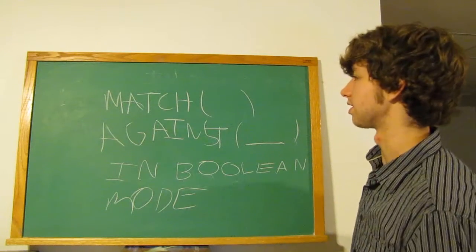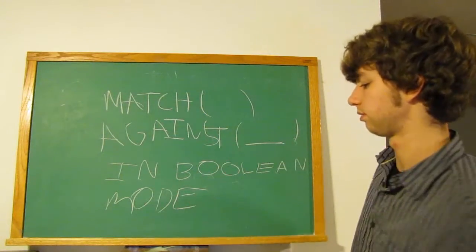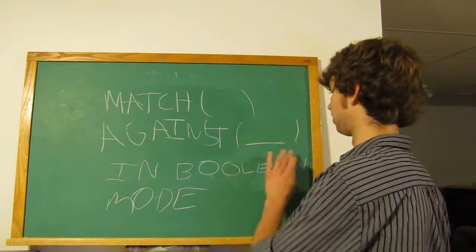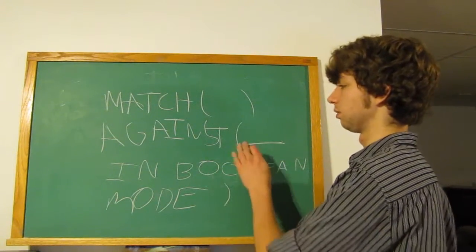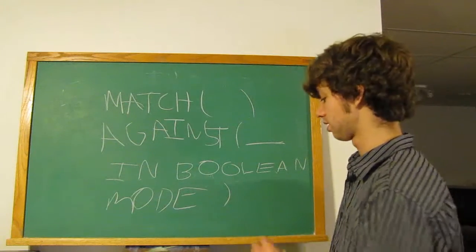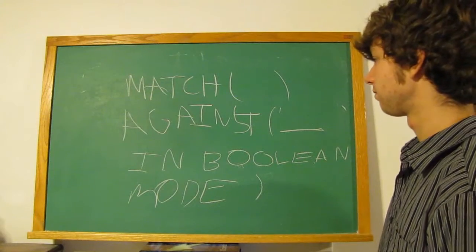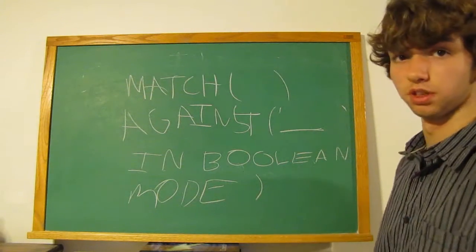But anyways, this is how you say it. You say match, parentheses, against, what, in Boolean mode. My apologies, I was practicing this, and this actually goes within the parentheses here. So you should have it like this, in Boolean mode, within the against. But everyone makes mistakes, right? I'm sorry, don't hurt me. You should have your terms in quotation marks, and in Boolean mode is not within the quotation marks, but it's still within the parentheses.